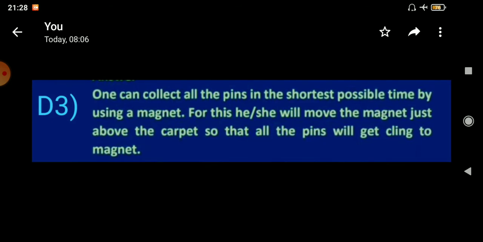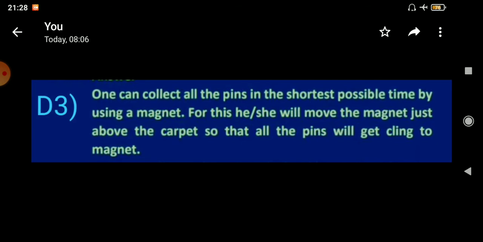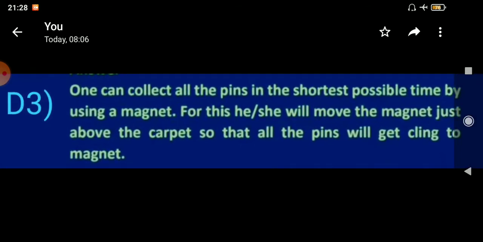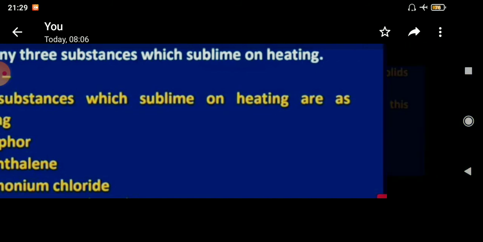By using a magnet. For this, he or she will move the magnet just above the carpet, so all the pins will cling to the magnet and get cleaned out. The fourth question is, name any three substances which sublime on heating. So what will be the answer? The three substances which sublime on heating are camphor, naphthalene and ammonium chloride. Okay, all these three are very important.